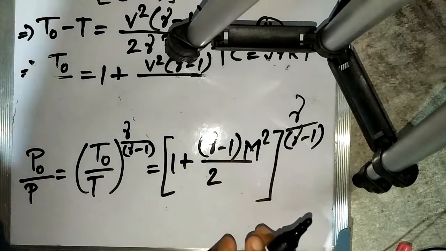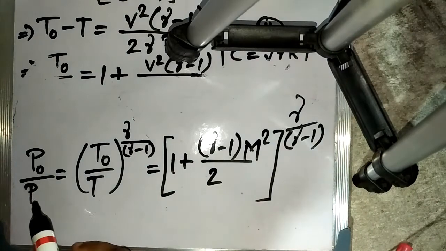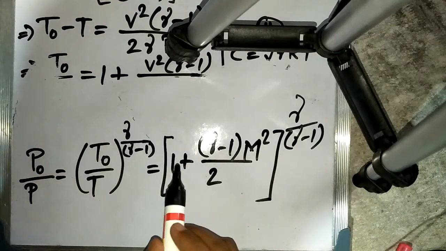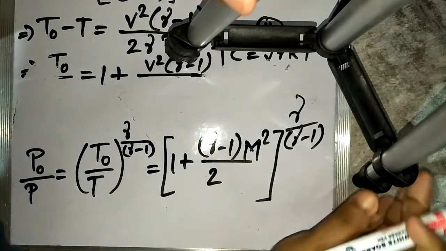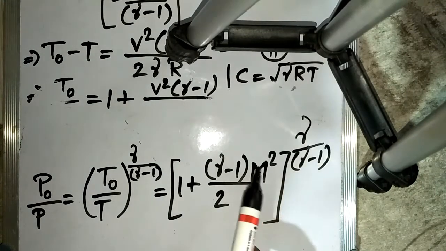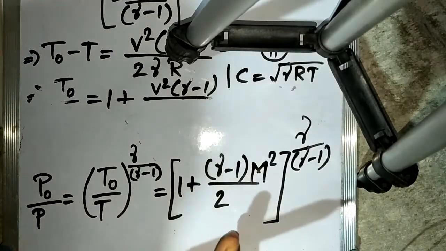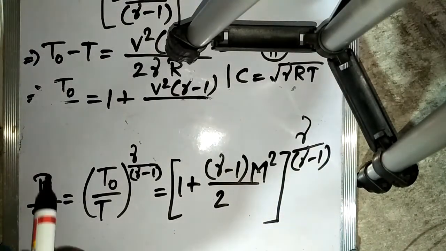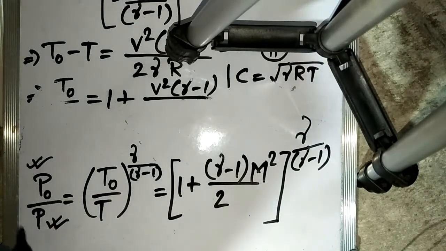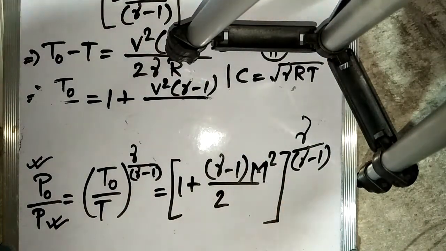So this is the expression for the relation between the stagnation pressure and the static pressure: P0 by P is equal to (T0 by T) to the power gamma by gamma minus 1, which is equal to (1 plus (gamma minus 1) by 2 into M square) to the power gamma by gamma minus 1. Okay, so this is the relation between the static pressure and the stagnation pressure. This P0 is the stagnation pressure, and this P is the static pressure. This is the relation between these two pressures with the Mach number.